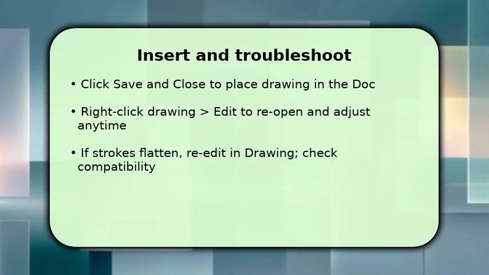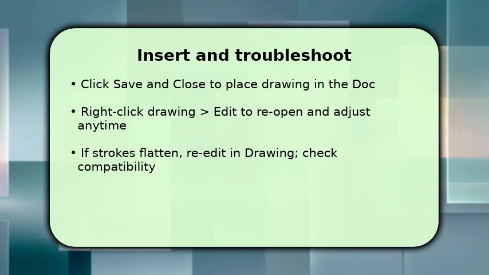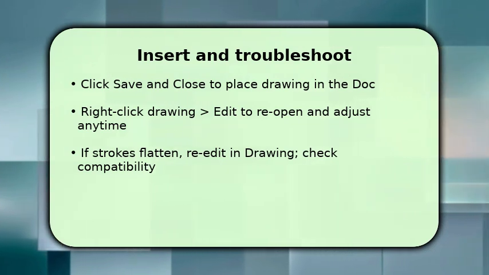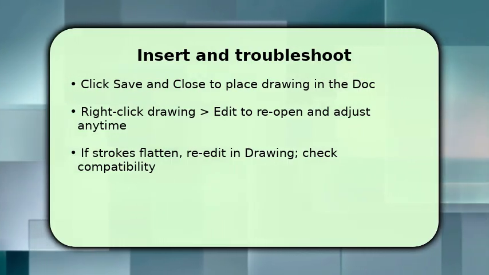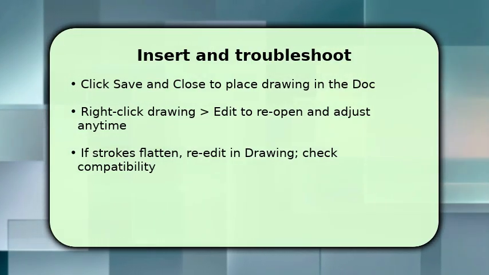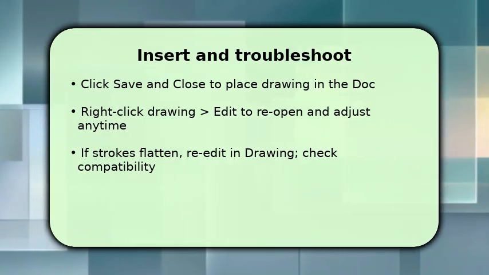Save and close to embed the drawing into your document. Once placed, you can click it and choose Edit to return to the same Scribble canvas for further tweaks. Make sure to resize within the drawing editor rather than stretching in the document to preserve stroke quality.